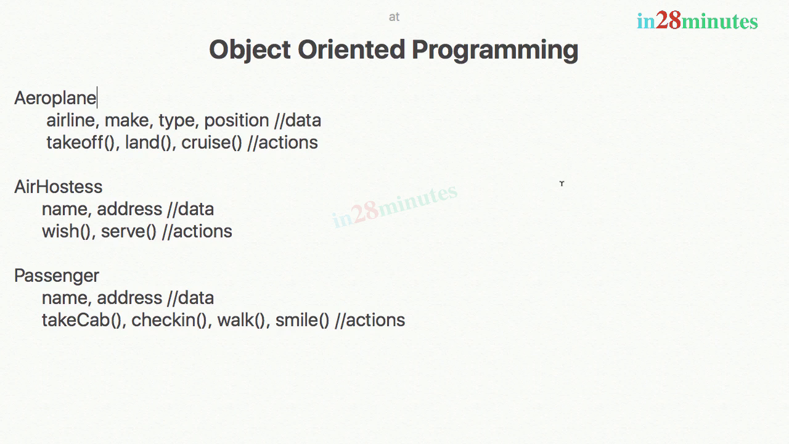So when we are thinking object oriented, we are trying to identify the different things that are involved in our problem. The first thing which we would try and do is to identify the things like airplane, air hostess, passenger, the pilot, and things like that.